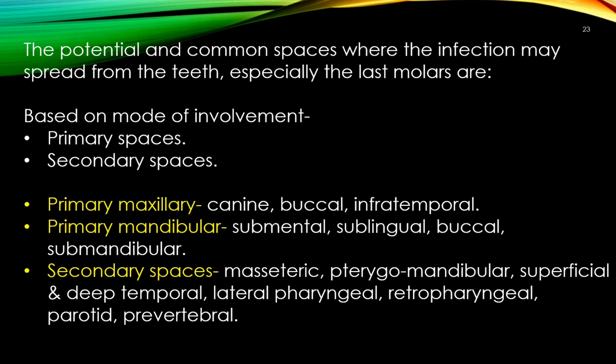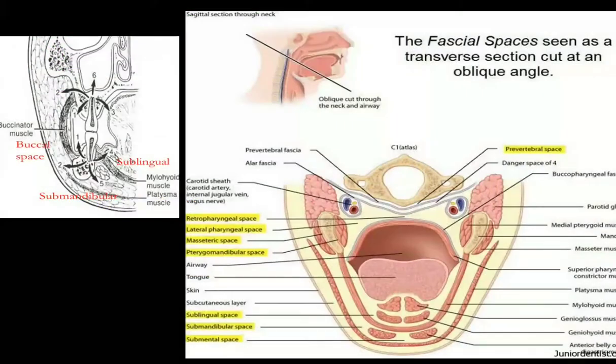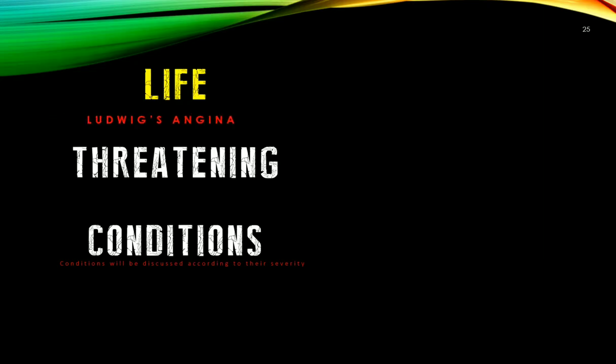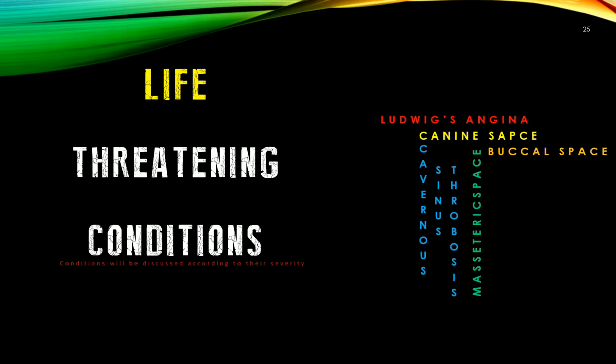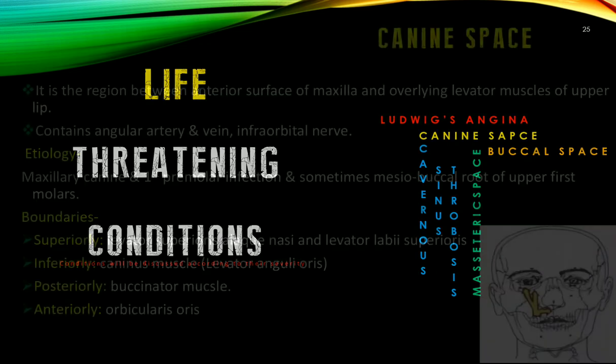The potential spaces can be divided as primary and secondary. The primary maxillary spaces for infection can be canine, buccal, and infratemporal, as shown in the picture here. The potential mandibular spaces are retropharyngeal, lateral pharyngeal, masticatory, pterygomandibular, sublingual, submental, and submandibular.